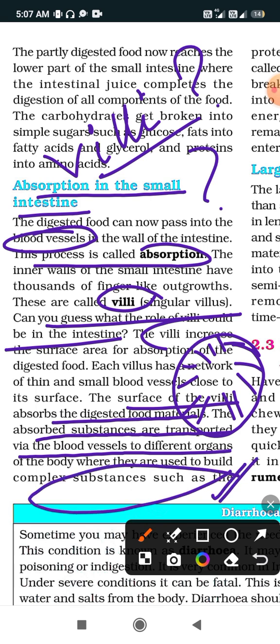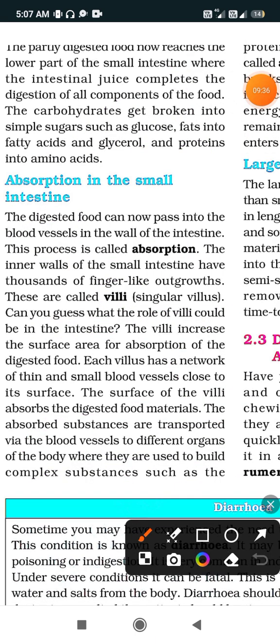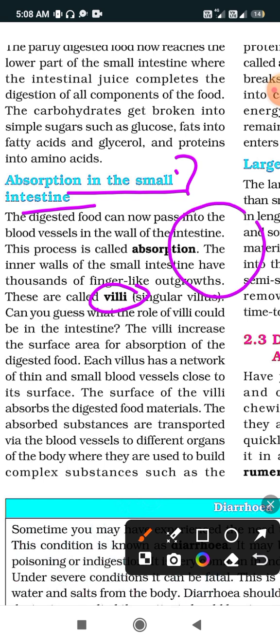Clear, student? So if someone asks you why absorption in the small intestine takes place completely, it is because it contains the finger-like projections known as villi. It is a finger-like outgrowth present in the inner lining of the small intestine, which is used to absorb the digested food.